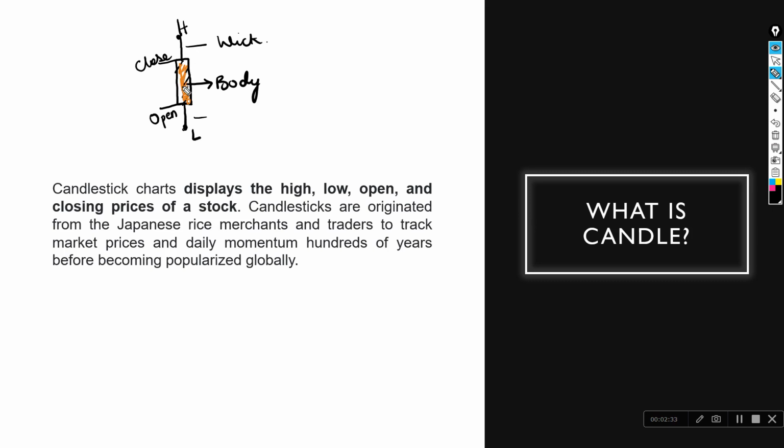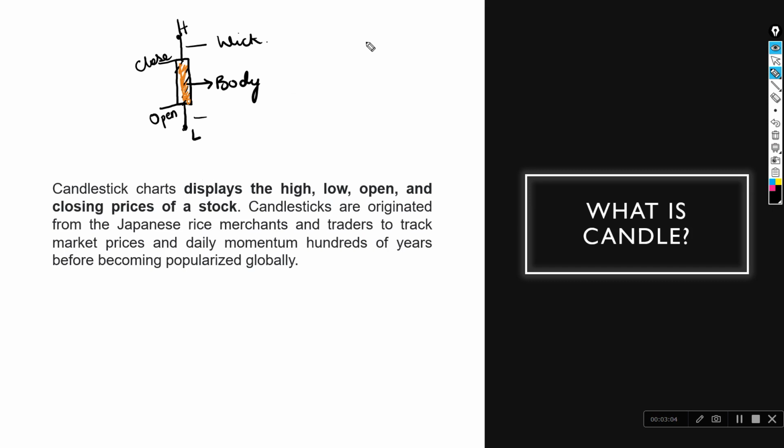So where exactly did these candlestick patterns or charts originate from? Candlesticks originated from the Japanese rice merchants, for a very simple reason: to track market prices and daily momentum. It was done hundreds of years back. Later it got popularized globally because of the ease of use of these chart types.